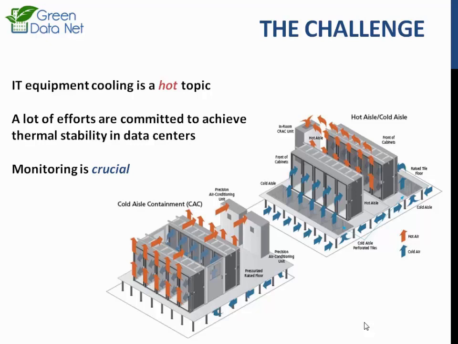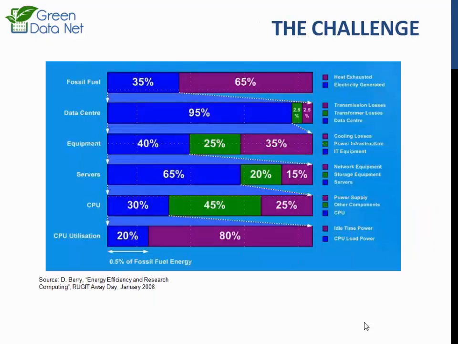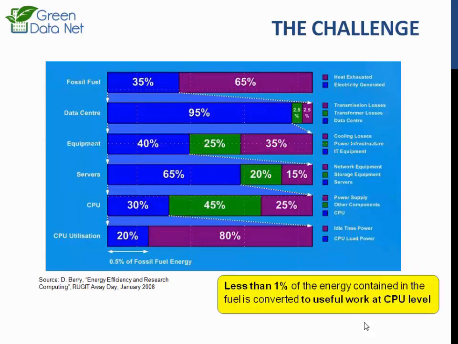As you know, monitoring the heat dissipation in a data center is very important because, roughly speaking, half of the energy used in a data center is wasted for climatization of the room, so heating and ventilation. And frankly speaking, only less than 1% of the energy of the fuel sources that you burn is used for effective computation on CPUs, okay?